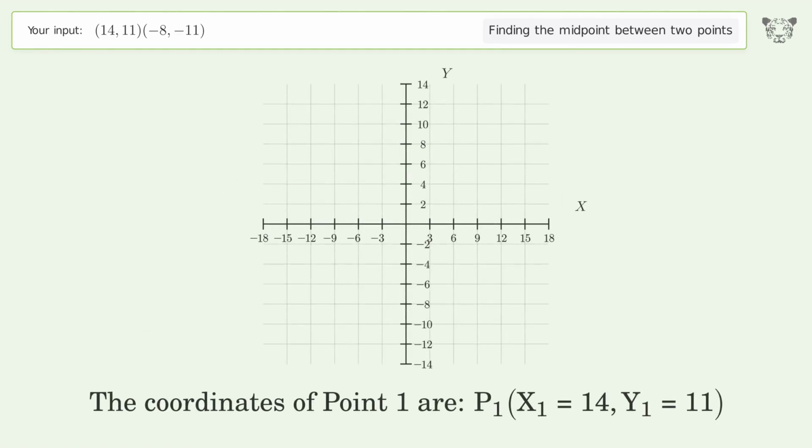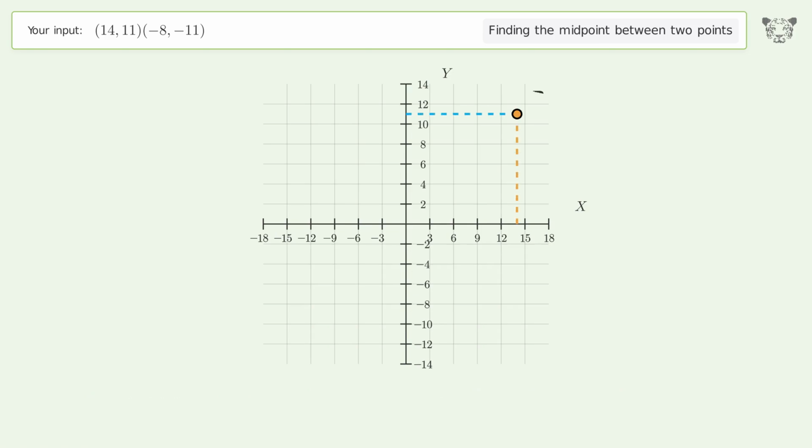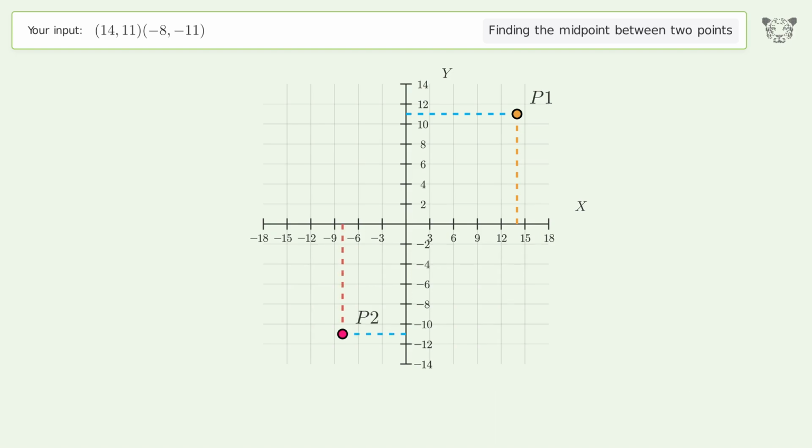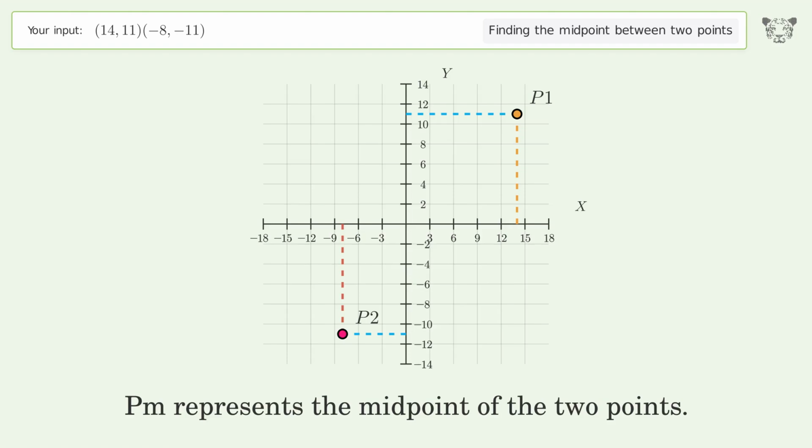The coordinates of point 1 are x1 equals 14, y1 equals 11. The coordinates of point 2 are x2 equals -8, y2 equals -11. PM represents the midpoint of the 2 points.